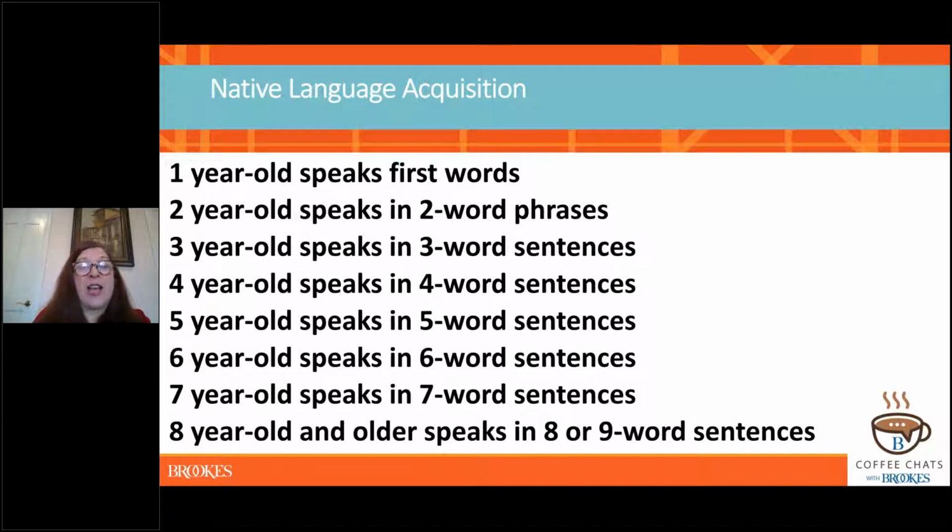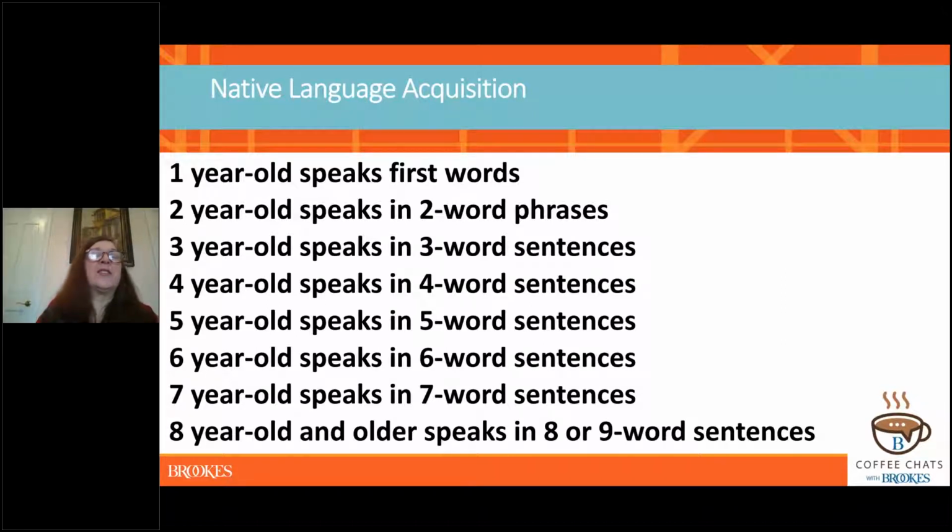In the native language acquisition, we see that when children are born, they speak, these are just some general things, but they speak their first words when they're 12 months of age. When they're 2, they can put 2 words together. When they're 3, 3-word sentences. When they're 4, they speak in 4-word sentences, and they start to have adjectives in their language. When they're 5, they start to speak in 5-word sentences. You see a lot of pronouns. And when they're 6, they're really putting in those prepositional phrases. When they're 7, they're starting to use a little bit more complex sentences. And 8 and above, even as adults, we speak in an average of like 8 to 9 word sentences.